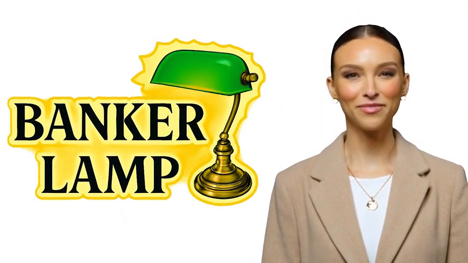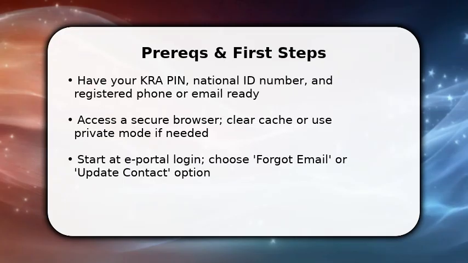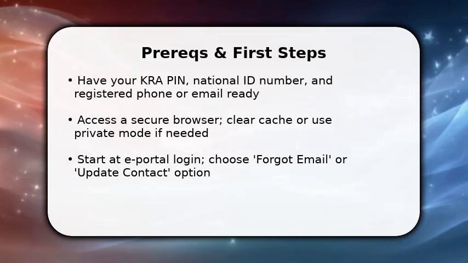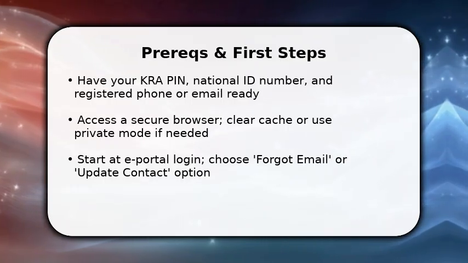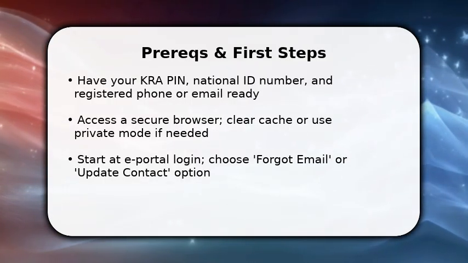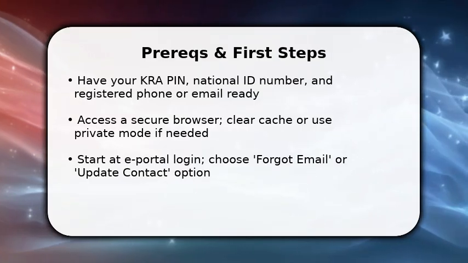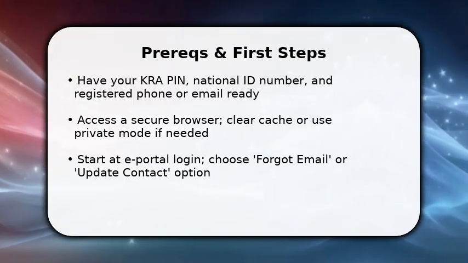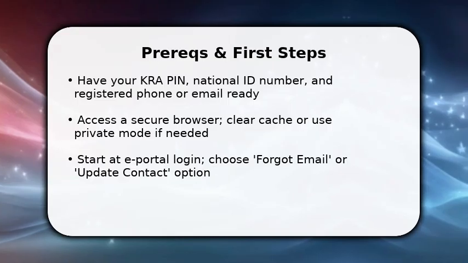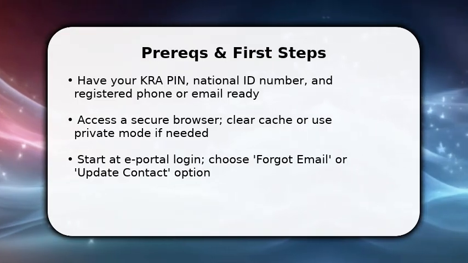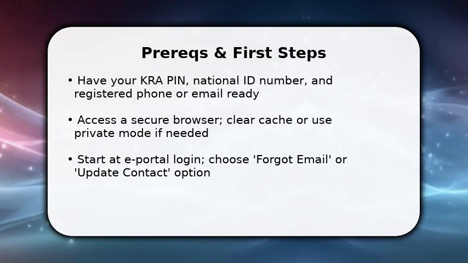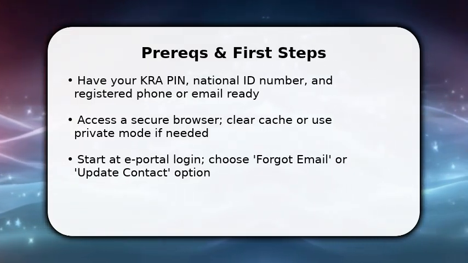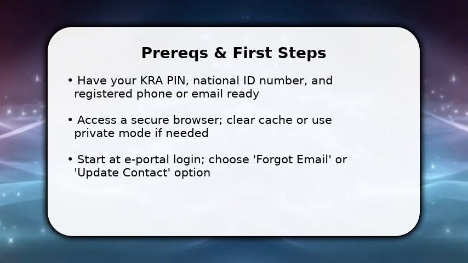Please enjoy the video. You begin by confirming prerequisites: your KRA PIN, national ID, and the registered phone or legacy email. Once you have them, open the KRA e-portal in a secure browser and clear cache if needed. Make sure to select the correct service, choose Forgot Email or the Update Contact workflow. You'll be prompted to enter your PIN and verify identity via SMS OTP. Do that now so the system can locate your account and allow the email recovery steps to proceed smoothly.